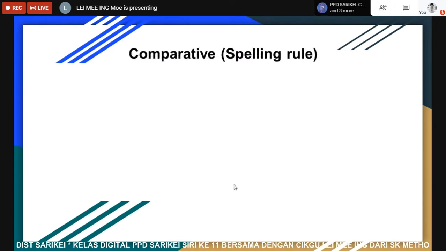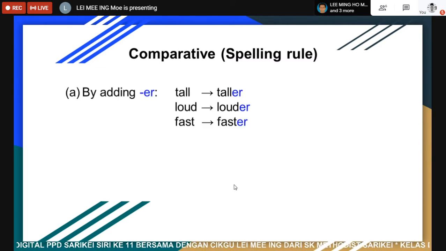Now, the spelling rules. For the comparative, we have 5 rules in this spelling, okay? The first one, by adding ER. This is the most common comparative form. We just add ER to our adjective. For example, tall, you add ER, becomes taller. Loud, louder. Fast, faster.